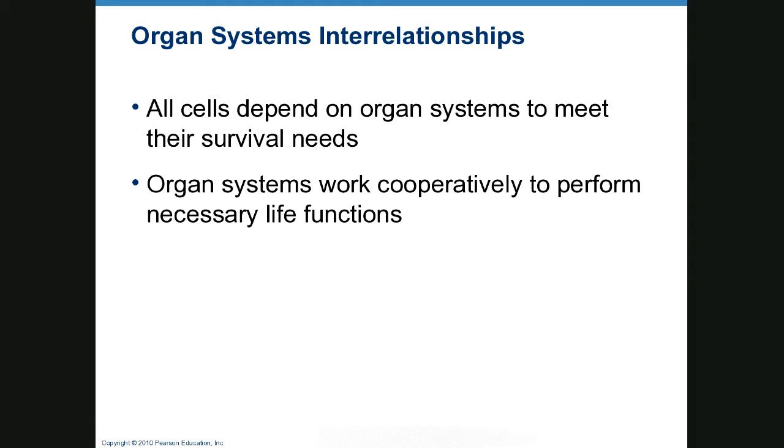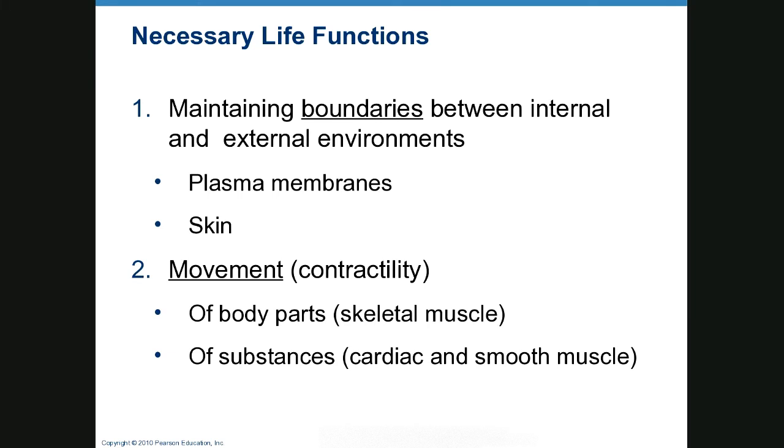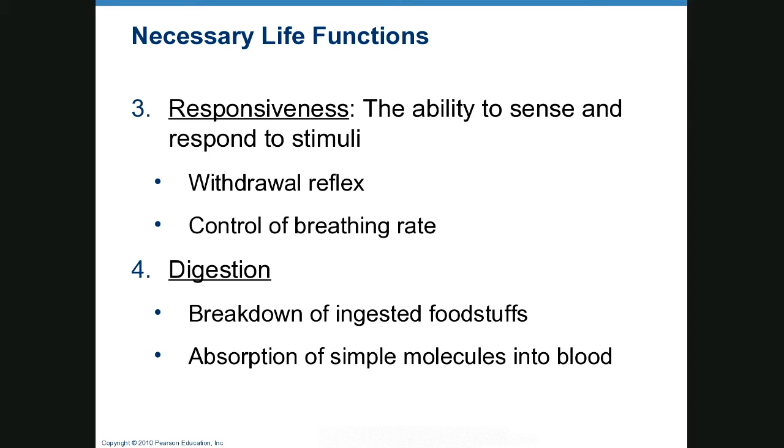Okay, organ systems each depend on the other organ systems to work together to maintain life functions. Maintaining boundaries is one necessary life function. The skin keeps your insides in and things outside out. The plasma membrane does the same thing to cells. It decides what can get in and what can't. Movement: muscle causes movement of the body, things that need to be moved. The body has to be able to respond to its environment, such as breathing rate is controlled. Digestion, breaking down foodstuffs and then absorbing them into the bloodstream.